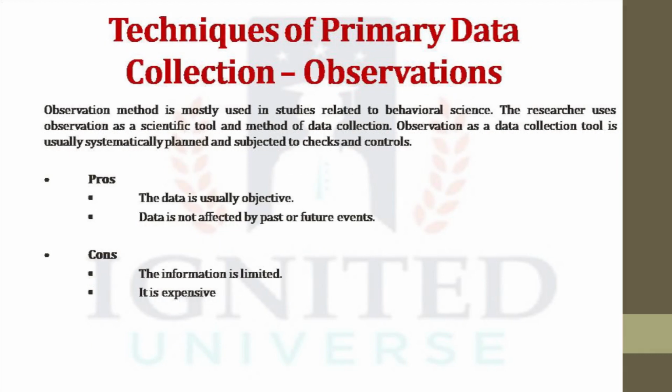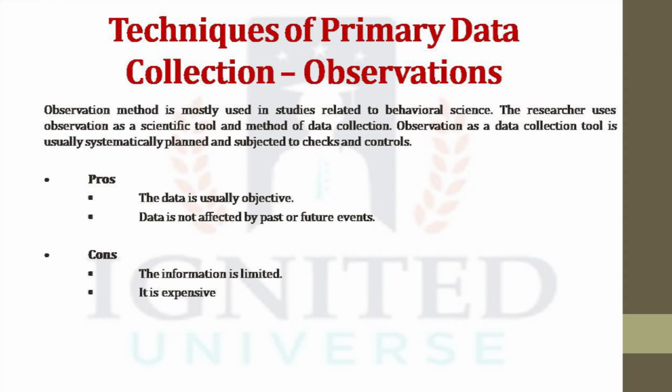The primary data collection technique of observation is mostly used in studies related to behavioral sciences. The researcher uses observation as a scientific tool and method of data collection. Observation as a data collection tool is used systematically and is usually subjected to checks and controls. Observation becomes a specific tool and method of data collection for the researcher when it serves a formulated research purpose.